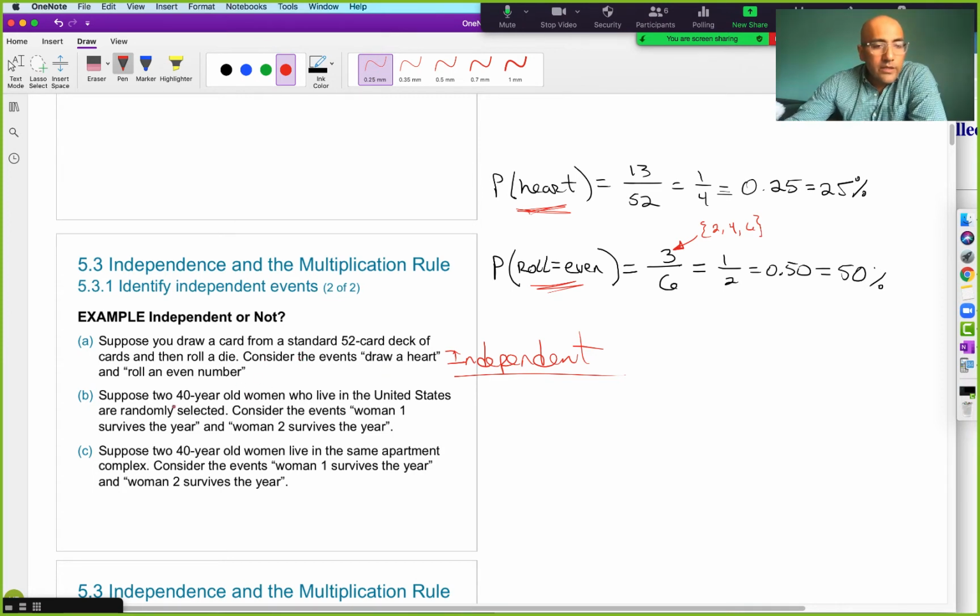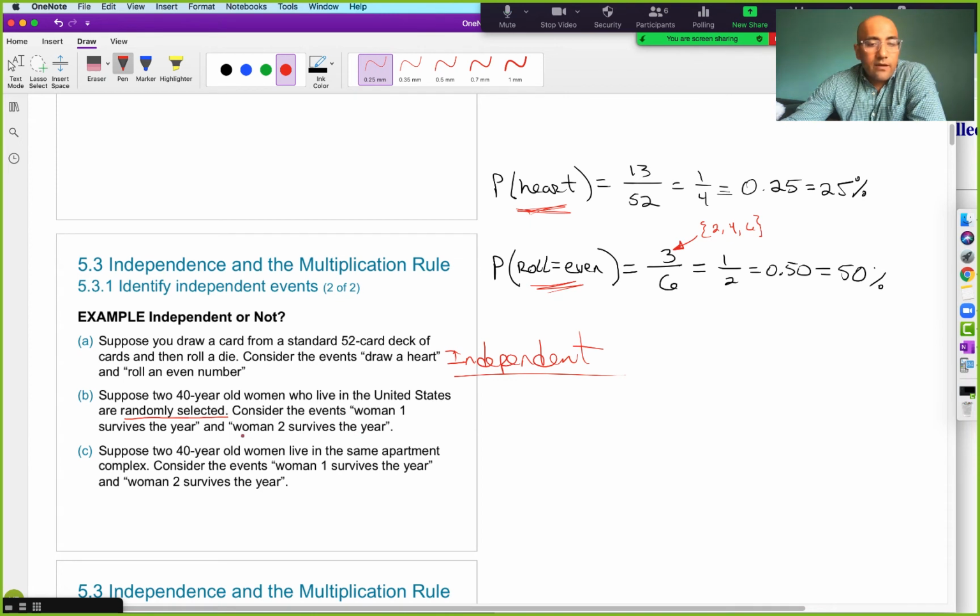Okay. Really important to emphasize that these are randomly selected women, so they likely have nothing to do with each other. Like, they don't know each other, they don't live in the same city, they don't work in the same office building, they don't go to the same school, they don't shop the same stores, they don't go to the same bank, they have nothing to do with each other. So the probability that one woman survives a year has nothing to do with the other one. Or the other way around, the probability that one woman dies does not affect the other woman. Right? Because they don't know each other. There's nothing to connect them.